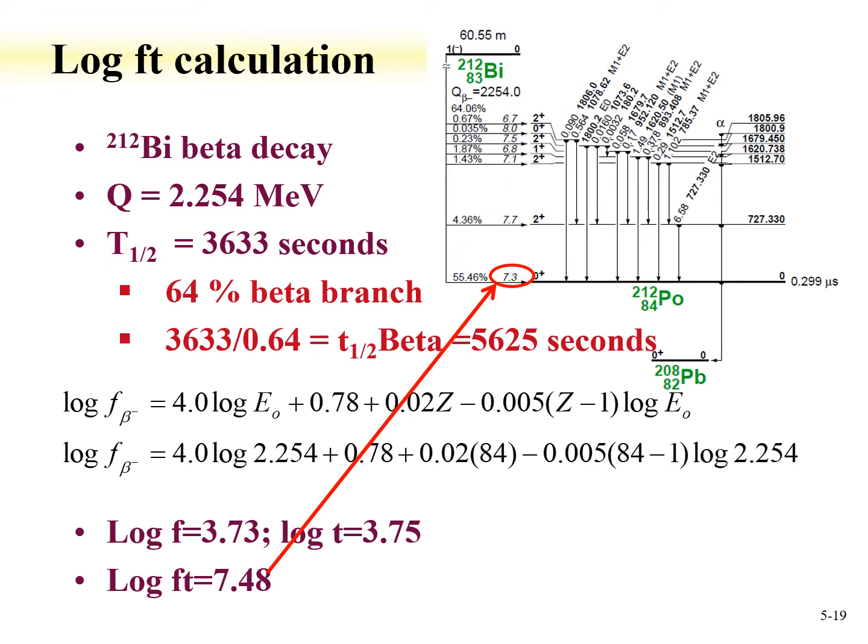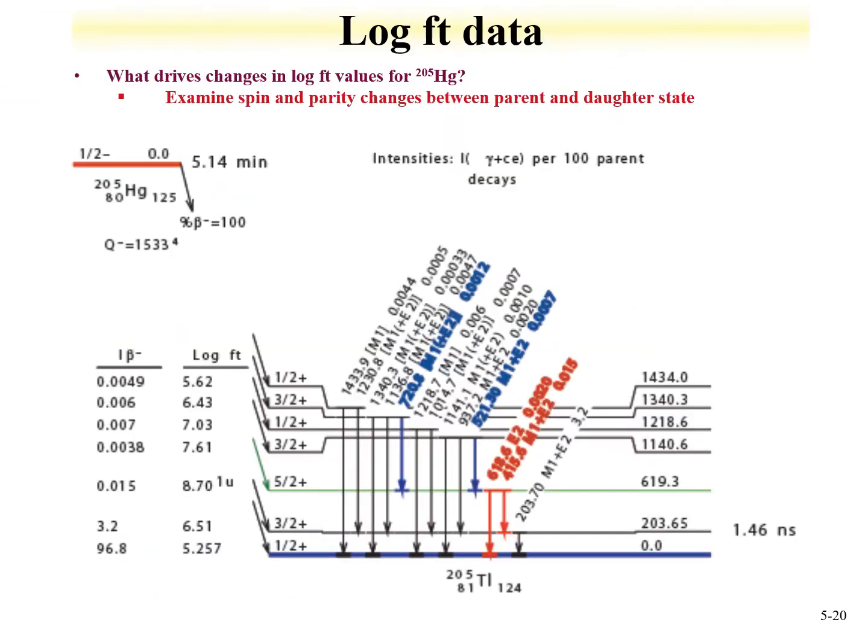So this bismuth-212 going from a 1 minus state to a 0 plus state has a log ft of 7.3 listed here. We calculated 7.5. That's a pretty good estimation. We will see that this is a first forbidden type transition based upon the value.